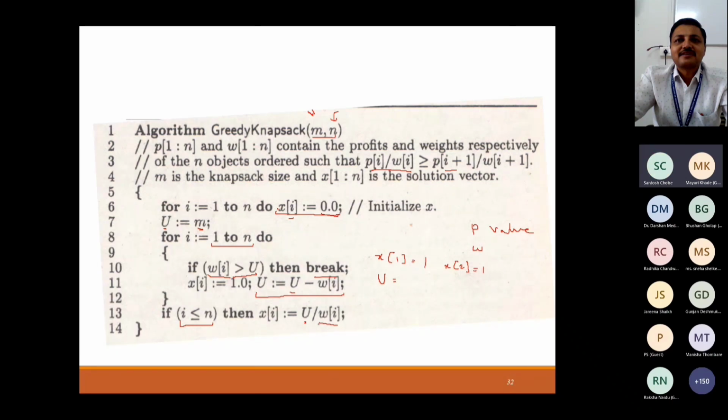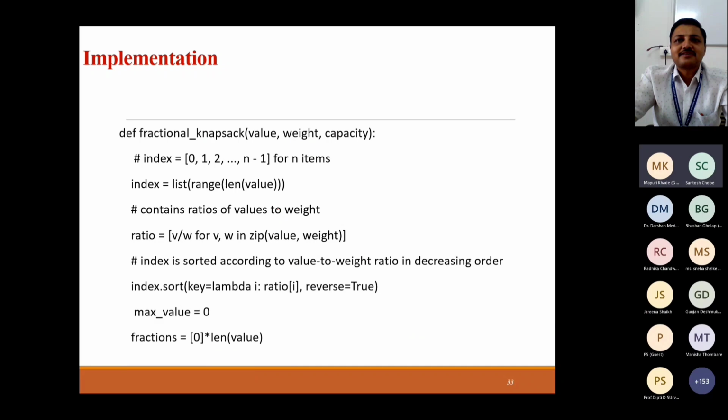This is how we need to explain what exactly the greedy knapsack algorithm is. But again, I need to repeat that we have to tell them that whatever objects we are considering are considered in descending order of their profit to weight ratios. Here is the implementation.